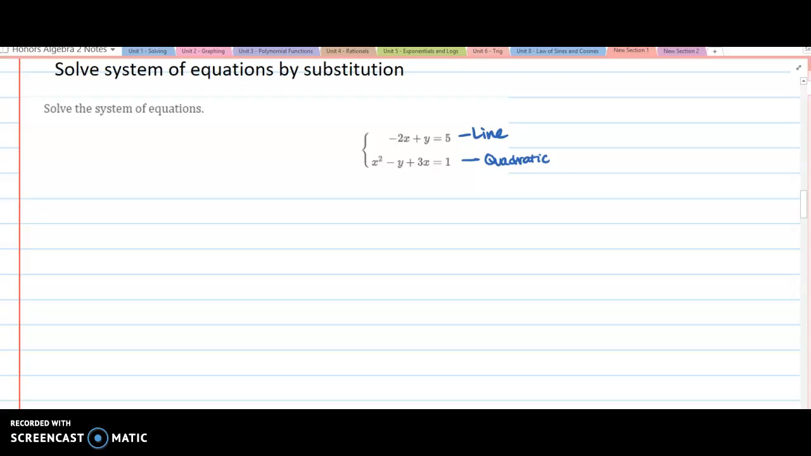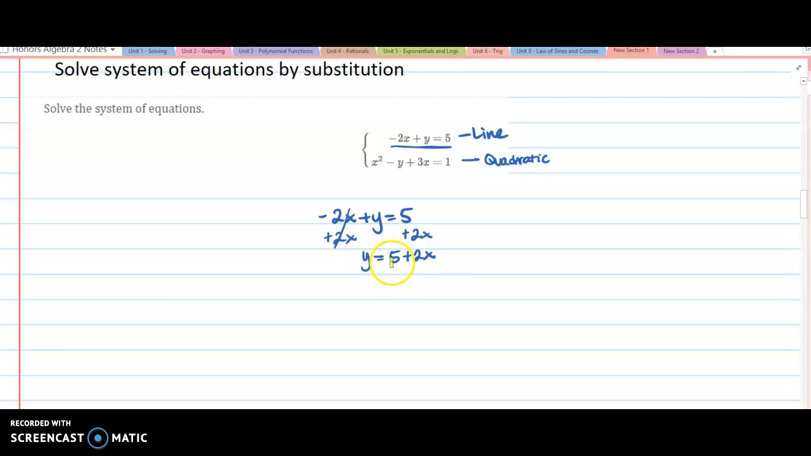So using substitution, I like to start with the easier looking equation. So the line is obviously a cleaner equation than the quadratic is. So I'm going to take that negative 2x plus y equals 5 and solve for either x or y depending on which one's easier. So you don't necessarily have to solve for y. In this case, it is easier to solve for y by adding 2x to each side. So y equals 5 plus 2x.